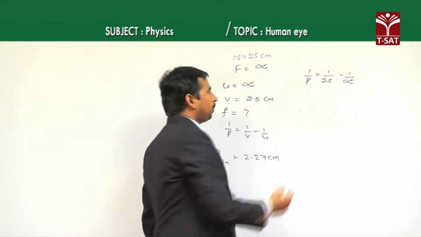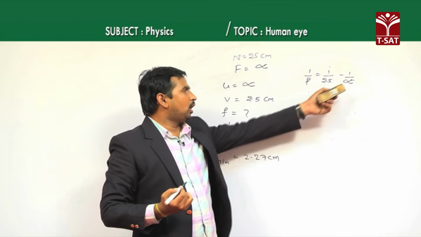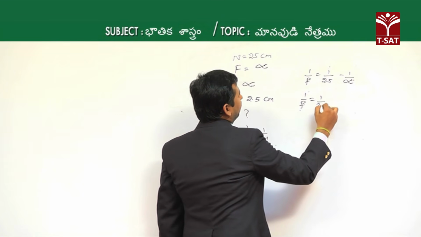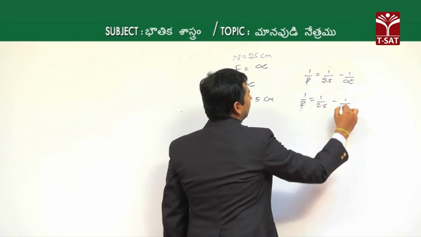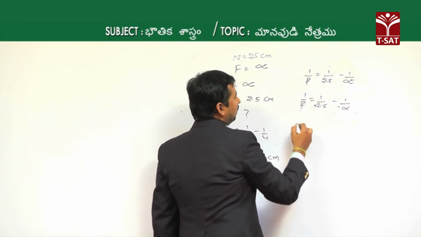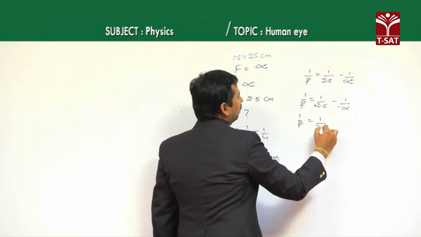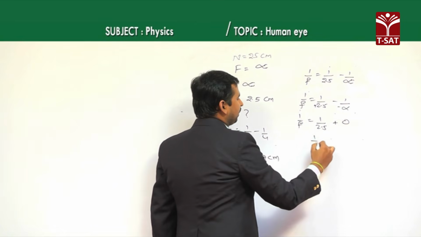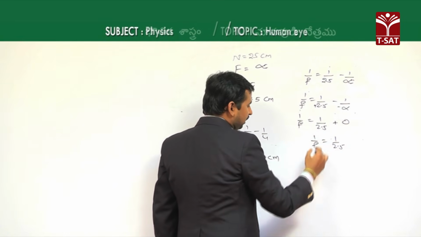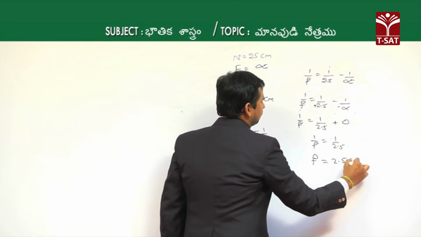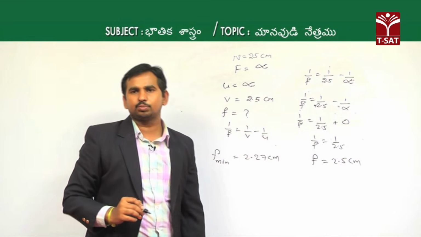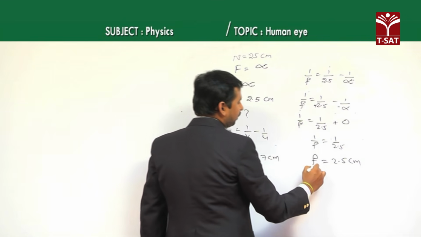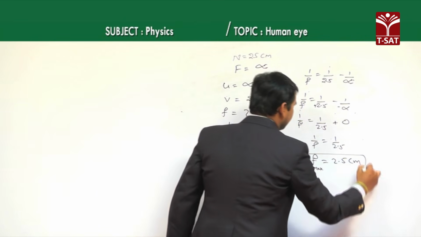Okay. Then if you apply the sign convention, again that is of object distance is minus and image distance is plus, then 1 by f is equal to 1 by 2.5 minus 1 by infinite, that is of minus, and this is again plus. Then 1 by f is equal to 1 by 2.5 plus 1 by infinite, value is 0. Then finally we got 1 by f is equal to 1 by 2.5, then f is equal to 2.5 centimeters, which means whenever the object is placed at infinite distance, then the focal length required is 2.5 centimeters if you want to see the object clearly.